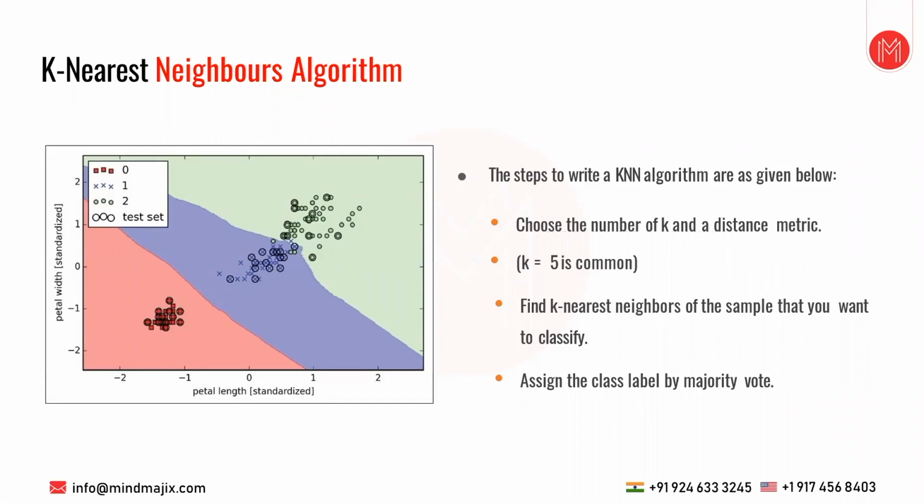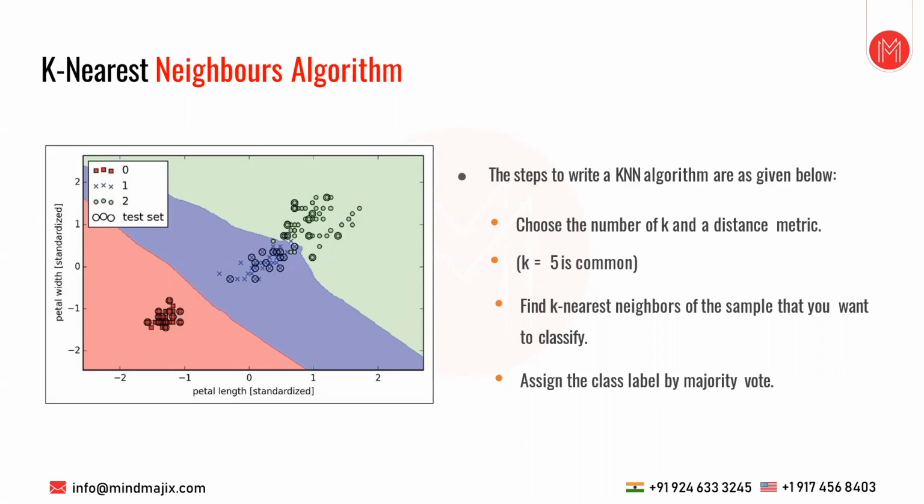First is to choose the number of k and the distance metric. At the same time we have to find out how many k are necessary. K is equal to 5, 3, 6, 4, whatever number we select. So that is the k. Second, find the k nearest neighbors of the sample that you want to classify. And third, assign the class label by majority vote. Similarly, we will see a practical example based upon K nearest neighbor, so we get a better idea about these steps.